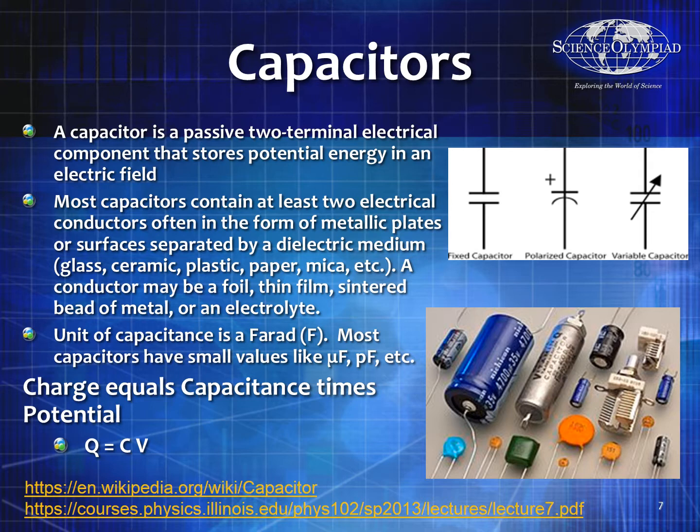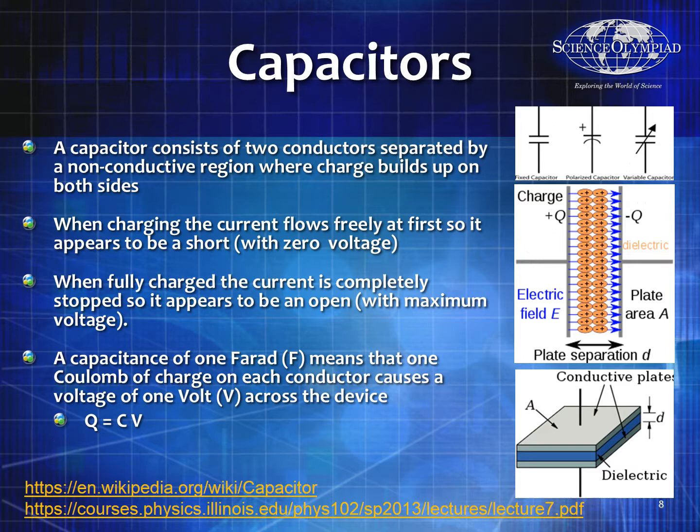A capacitor is a passive two-terminal electrical device that stores potential energy in an electric field. We talked about this earlier in one of our previous practices, where charge builds up on both sides of the capacitor, and once it's fully charged, no current proceeds. The total charge is equal to the capacitance times the voltage. All the positive charges will get on one side and all the negative charges will get on the other side.